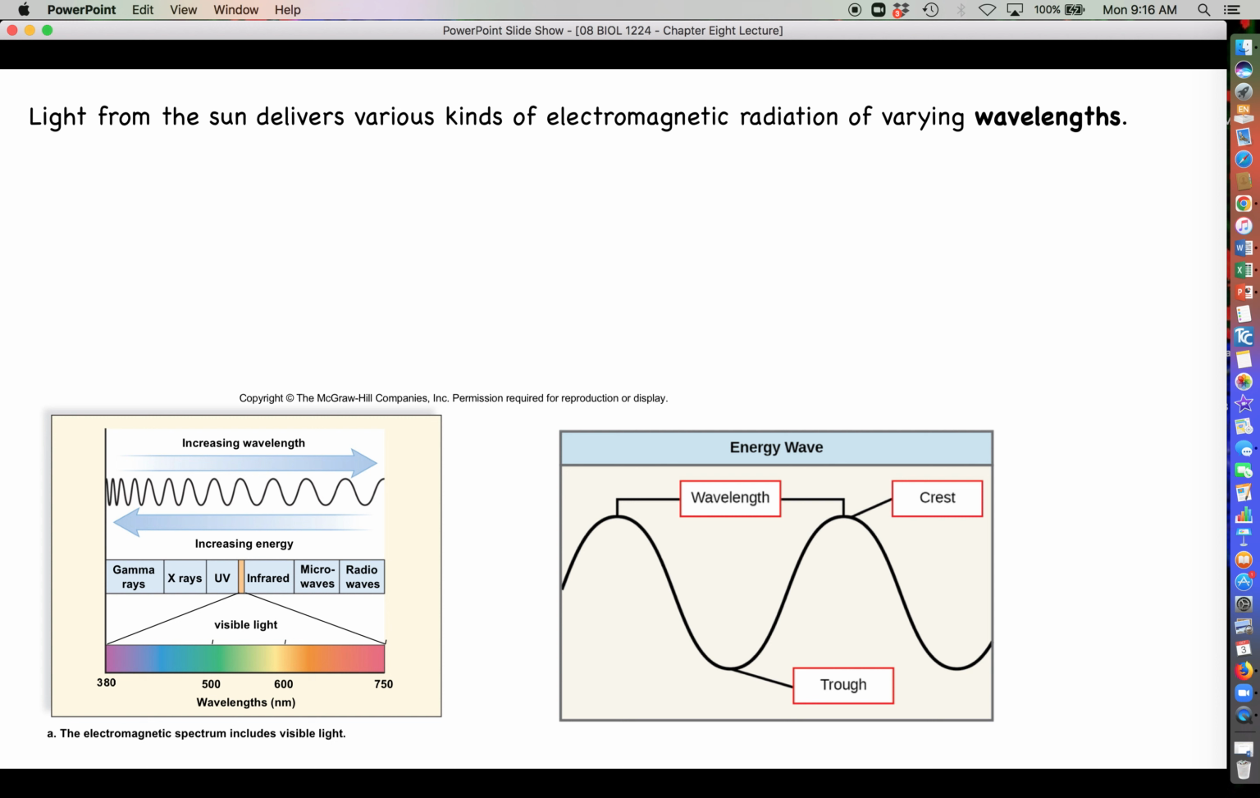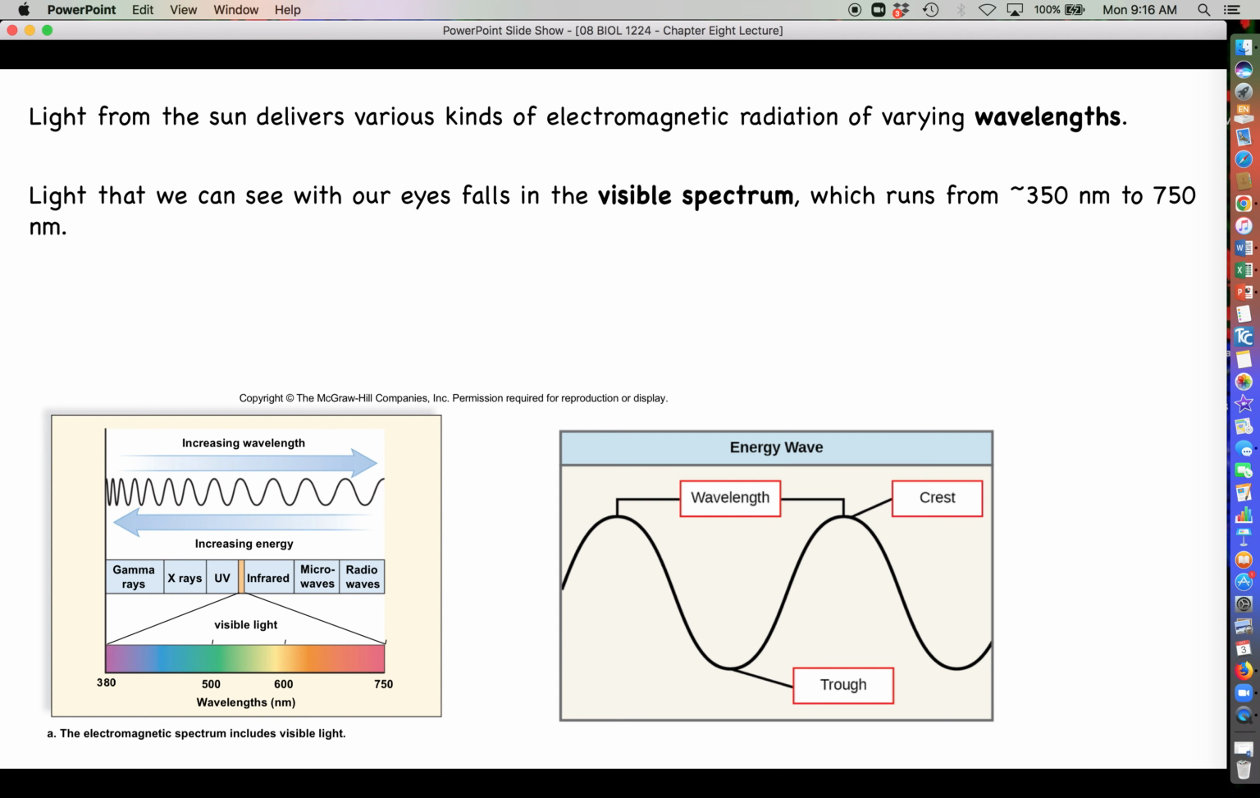So, light that comes from the sun delivers to us all different types of light or electromagnetic radiation. And the different types of light we receive differ in what we call their wavelength. Now, if you take a physics class, one of the first things that you'll learn about light is that light behaves both as a particle and as a wave. In our regard, we are talking about the wave-like properties of light.